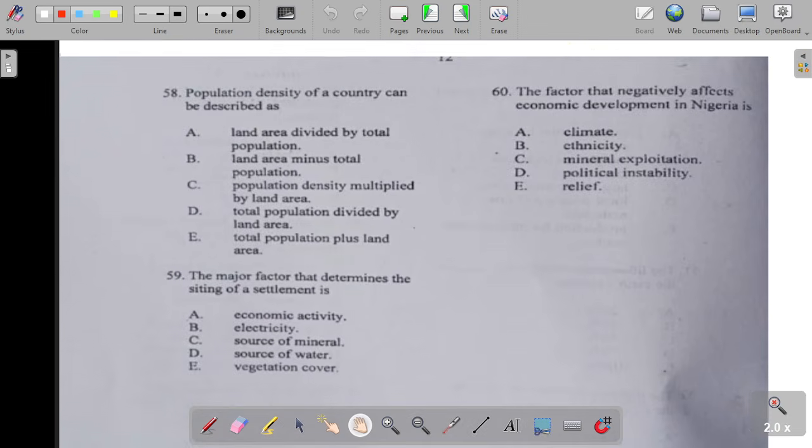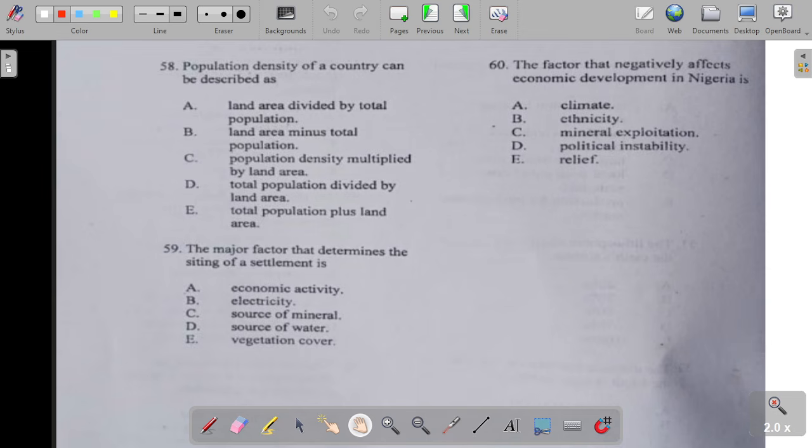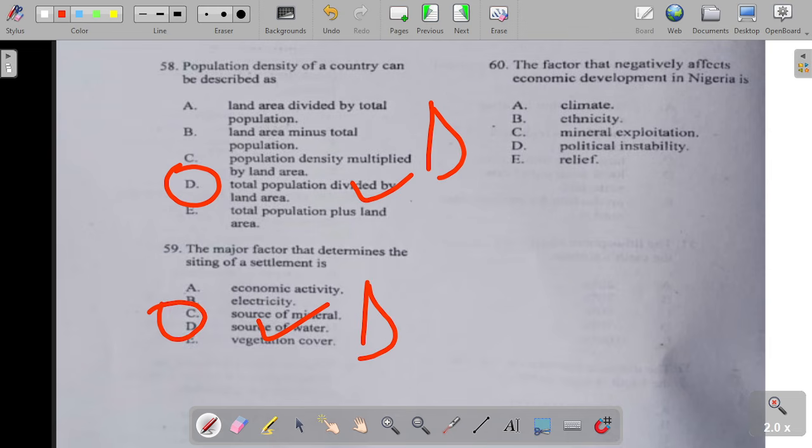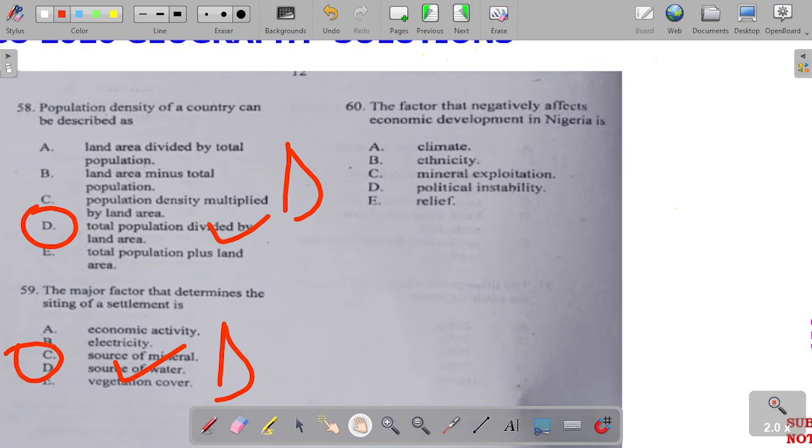Look at 58. Population density of a country can be described as total population divided by the land area. Yes, no need to go further. D. 59. The major factor that determines the siting of a settlement is economic activity, not true. Electricity, not true. Source of material, not true. Of course, without water, nothing will take place. Without farming, shores, anything, nothing will happen.